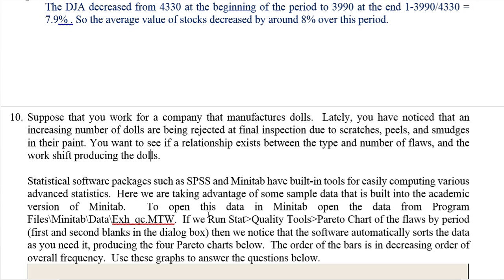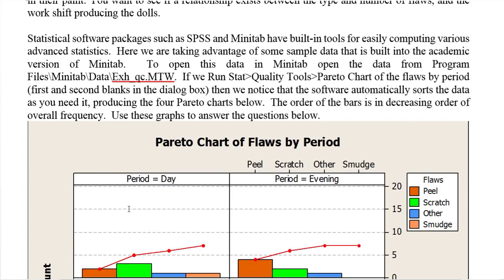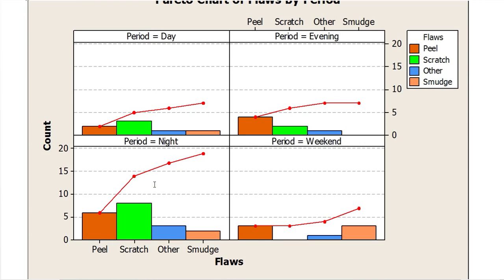So here's the command, at least for Minitab. You go Stat, you choose Quality Tools, and choose a Pareto Chart. You can find the similar thing in SPSS or in some other packages as well. And when you're doing it, you select a variable to do by period. So there's the day shift, the evening shift, the night shift, and the weekend shift. So there are 4 different sets of workers working on this.